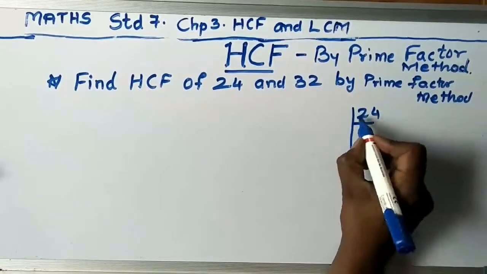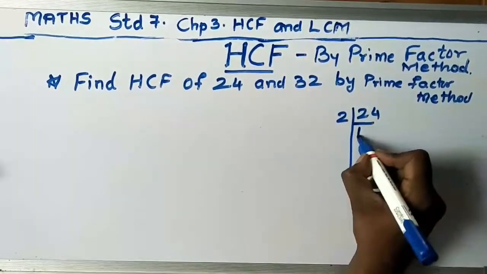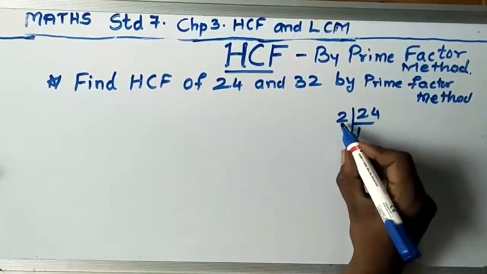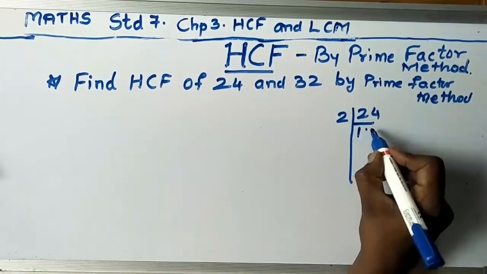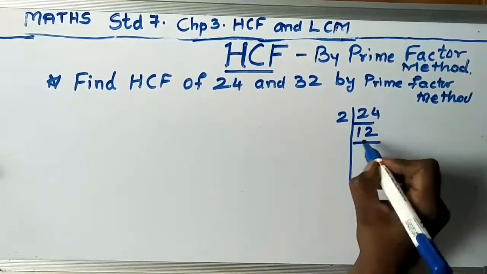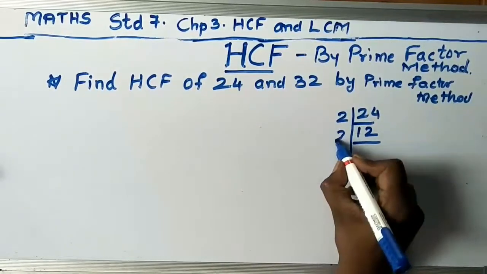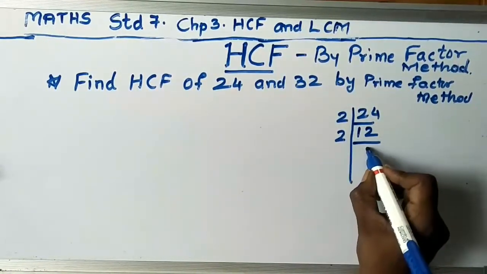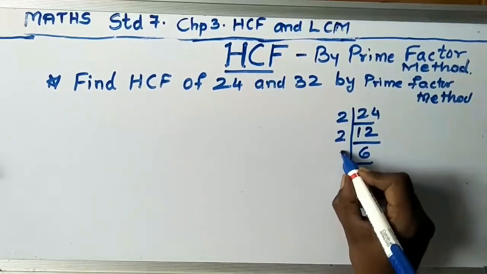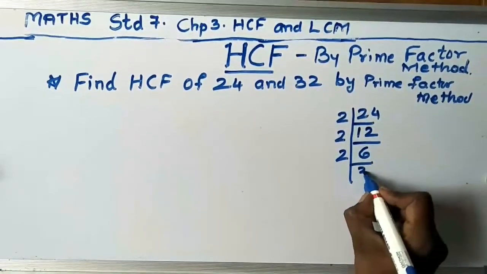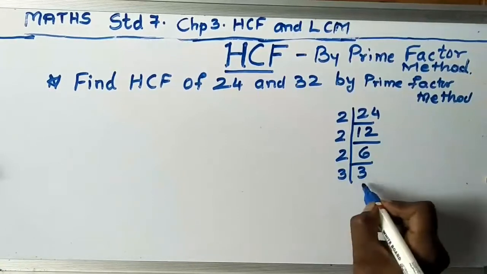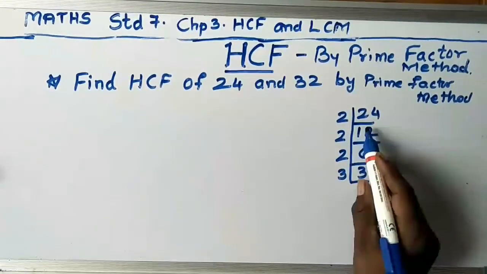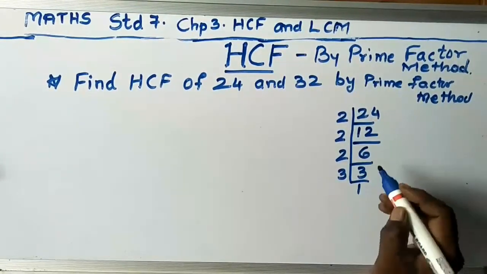24 goes in 2 table. 2 ones are 2. 4 goes in 2 how many times? 2 times. So 2 2s are 4. 12. So 12 goes in 2 table how many times? 6 times. 6 goes in 2 table how many times? 3 times. 3 goes in 3 table how many times? 1 time. You have to solve this till you get 1.